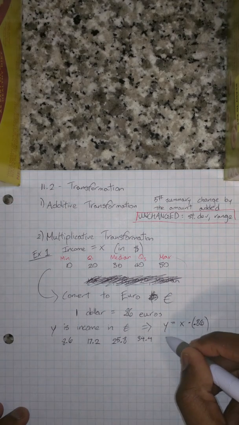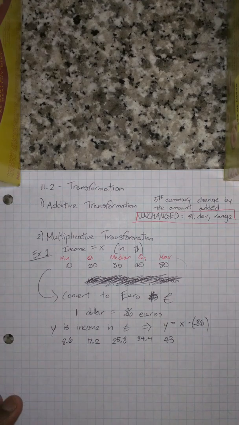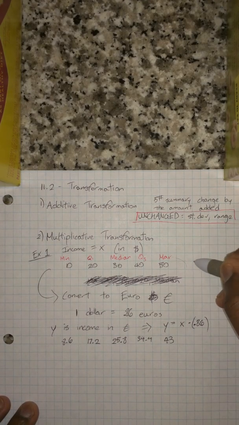All right, and I get 43. Okay, so that's my data set in euros. So I just converted it to thousands of euros, right? Now, to the side here real quick, I'm expecting you to know how to compute this, but I'm doing it on my calculator for the sake of time, okay?